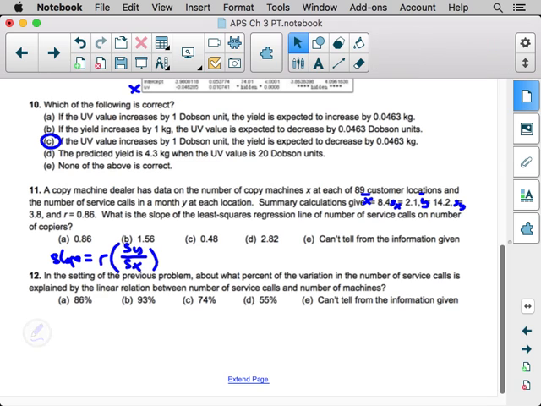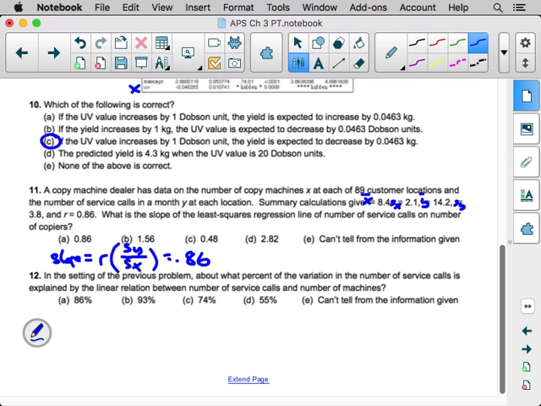So I can plug in 0.86 times 3.8 divided by 2.1. And I really hope this is one of the answers, because otherwise that means I labeled everything wrong. Yes. All right. And that gives us B.